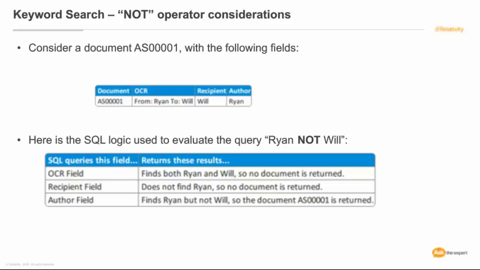This can be really beneficial to you. And obviously, if you're using contains, you can specify the field that you want it on. So in this situation, if you wanted to find only in the OCR text or the extracted text where Ryan occurred but not Will, you could use contains rather than the full keyword search index.